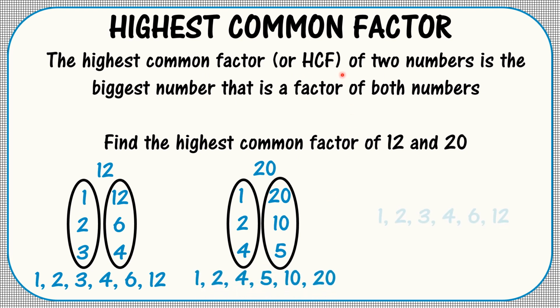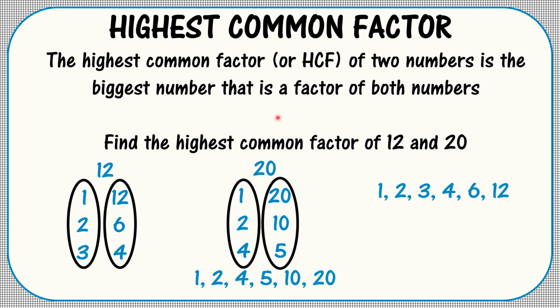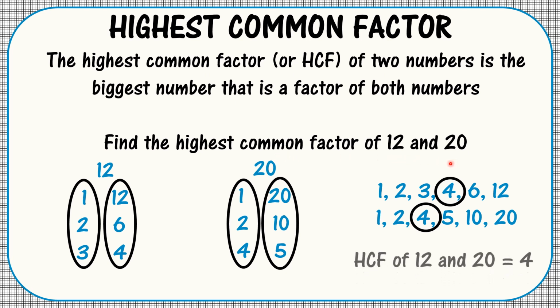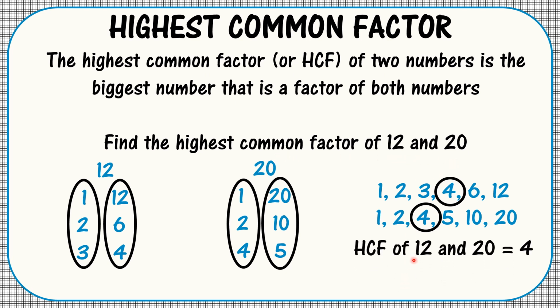Now, to find the highest common factor of both of these numbers, you find the highest or biggest number that is a factor of both numbers. Once you put the two lists next to each other, you can see that the biggest number that is in the first list and the second list is 4. So the highest common factor of 12 and 20 is equal to 4.